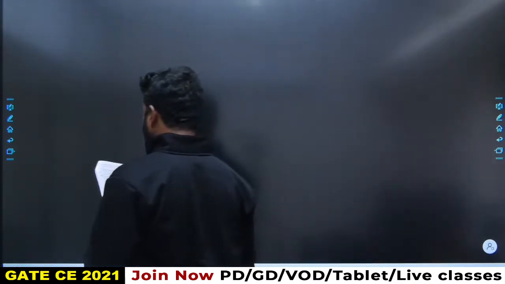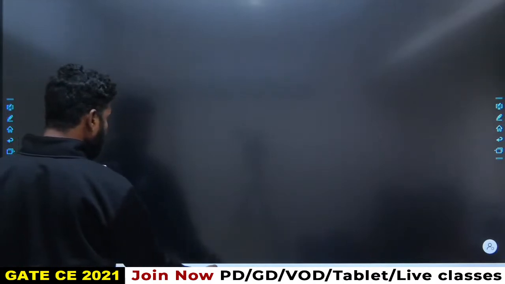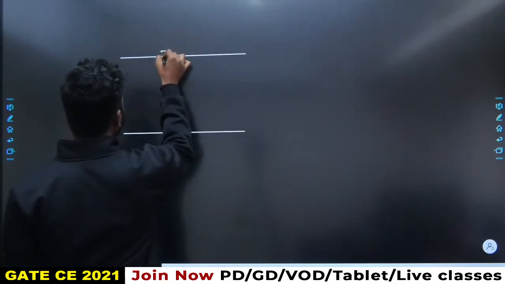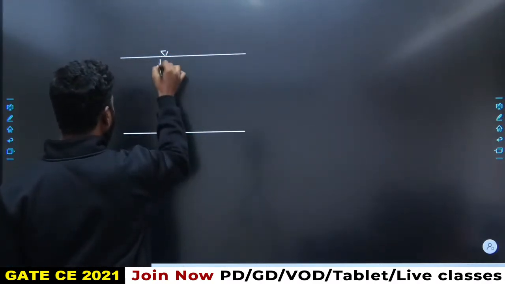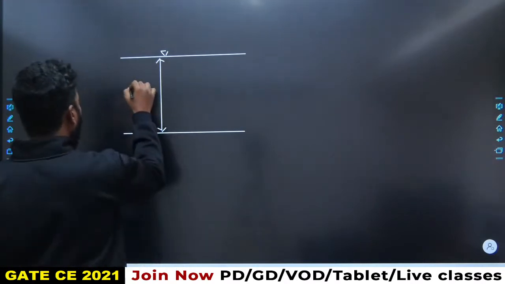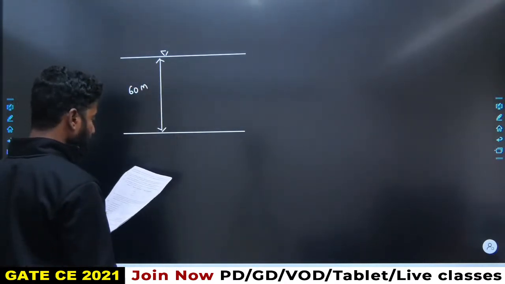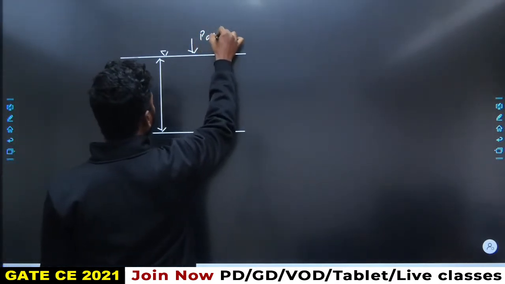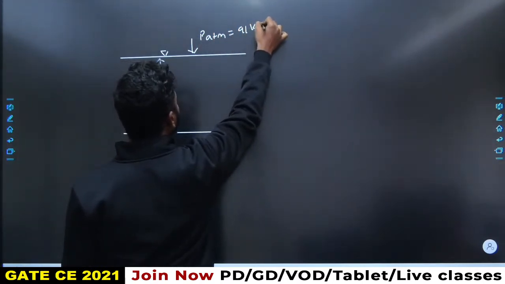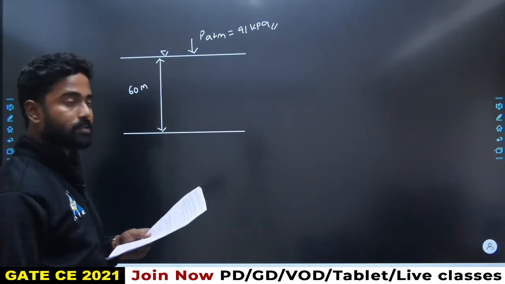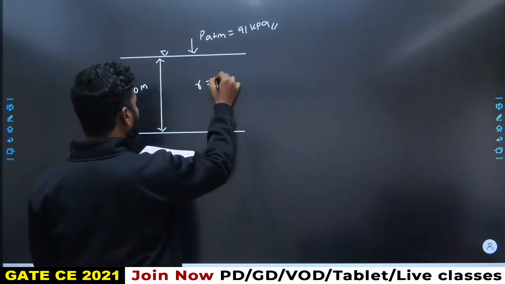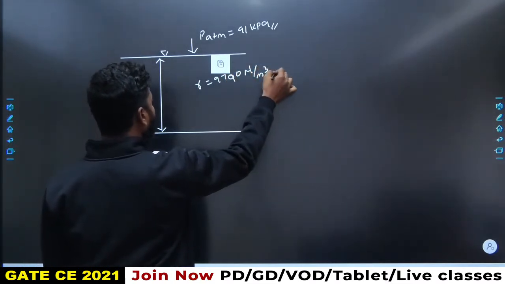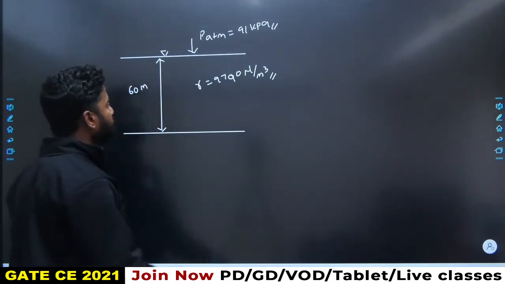Next, a lake has maximum depth of 60 meters. If mean atmospheric pressure in the lake is equal to 91 kilopascals and unit weight of the lake water is equal to 9790 Newton per meter cube. What is the absolute pressure?